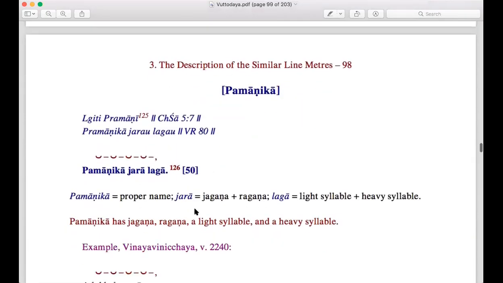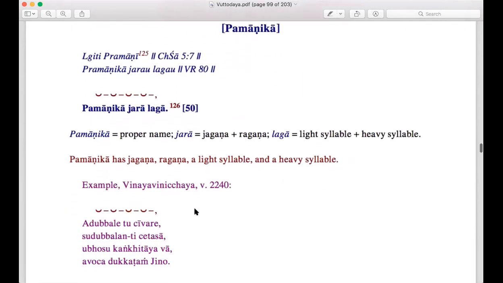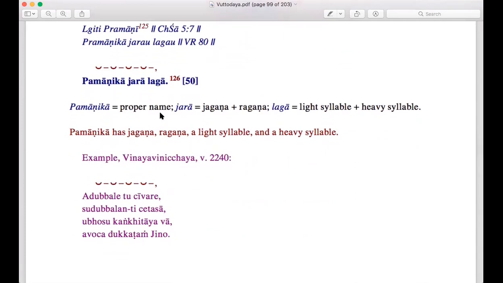Then moving to Pamanika. Pamanika jara laga. Pamanika is the verse which has jara, jagana, ragana, and laga, lahu garu. That is the meaning. Pamani is the jagana, right? Pamani jagana. Kajara is ragana. La is lahu. Ga is garu. So this is Pamanika verse.